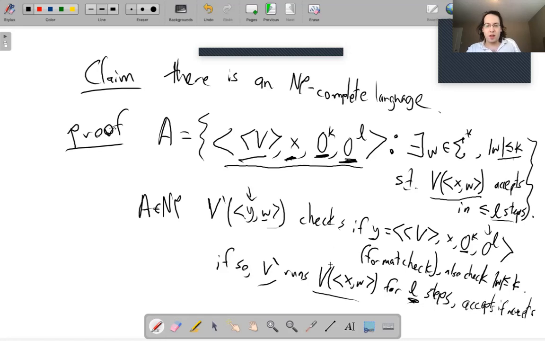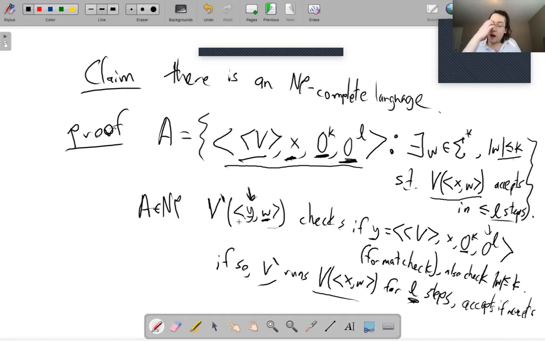Okay, and then now if this tuple, if Y really is an A, then of course the witness W satisfying these conditions exists by definition of A. And also the witness W will be of size at most K, and K is part of the input Y, so it's a witness of size polynomial in Y. So if Y is an A, then the witness W will exist that causes V prime to accept.